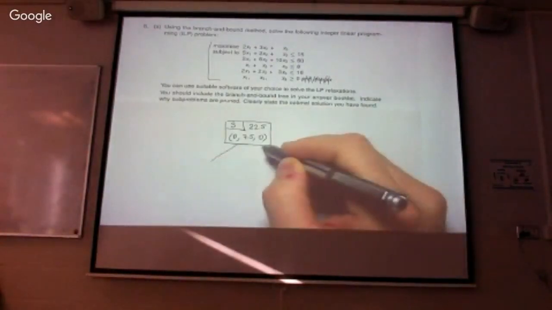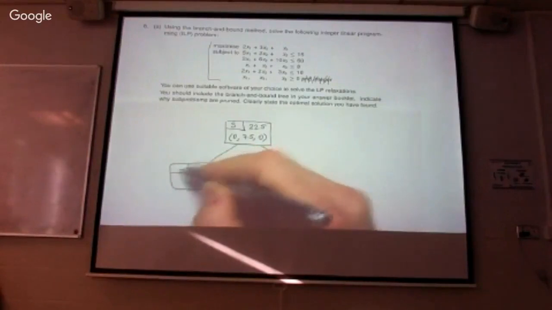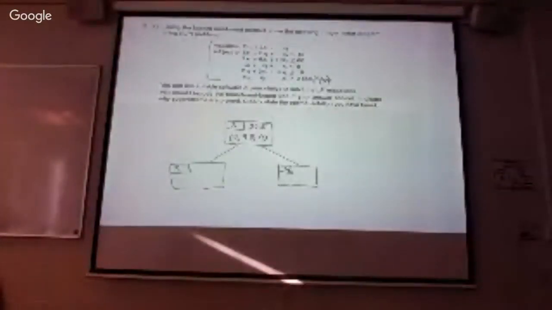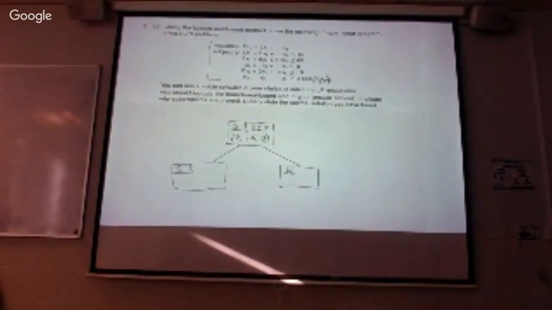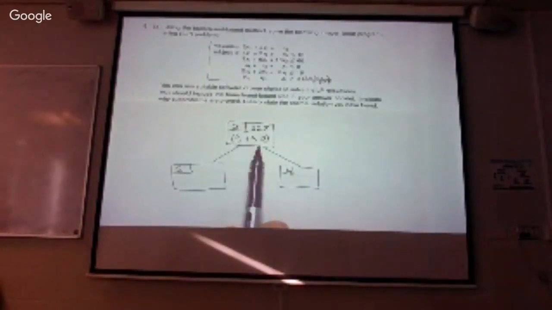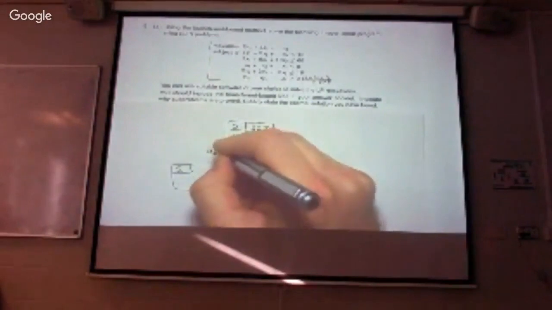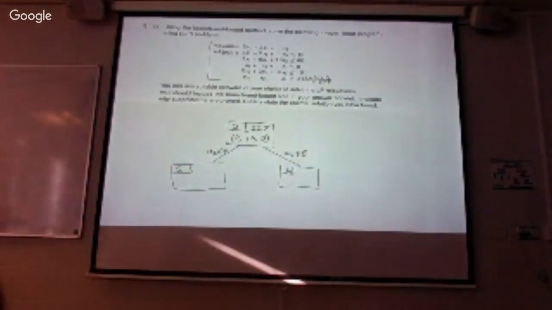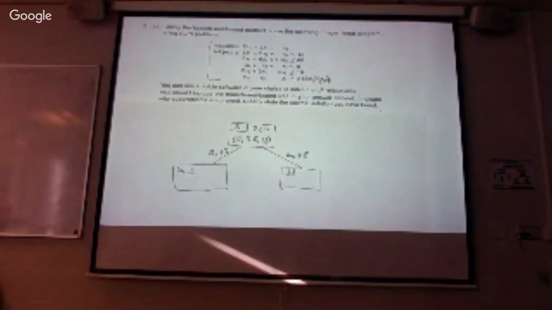So you create two subproblems. I'll call them S1 and S2, say. And the constraints you introduce, how do you do that? You pick one of the fractional values here. There are several, but in this case, it is only one, so that doesn't give us much choice. So one of the sides is less than or equal to 7, and the other side is greater than or equal to 8, based on 7.5.